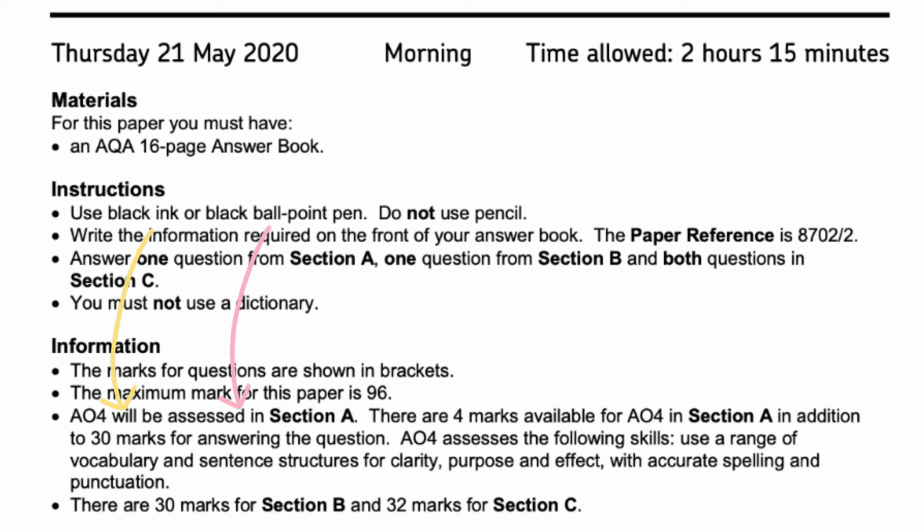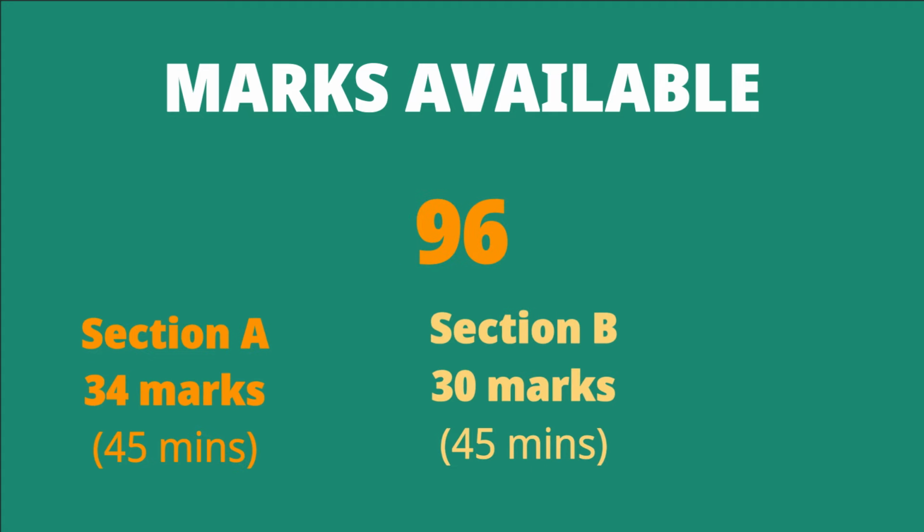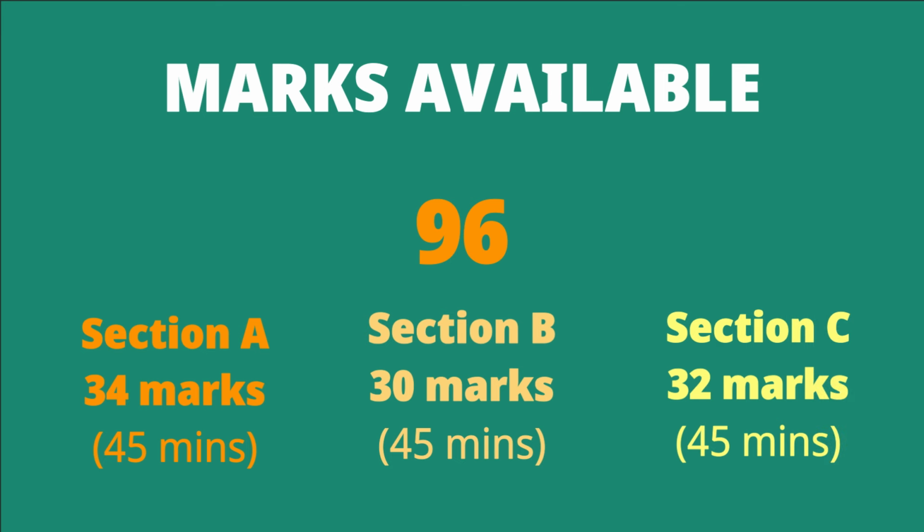There are an additional 4 marks on offer in section A for A04, which is measuring the accuracy of your spelling and grammar, and the quality of your vocabulary and clarity of writing. This paper is marked out of a total of 96, with 34 marks for section A, a further 30 for section B, and 32 marks for section C.